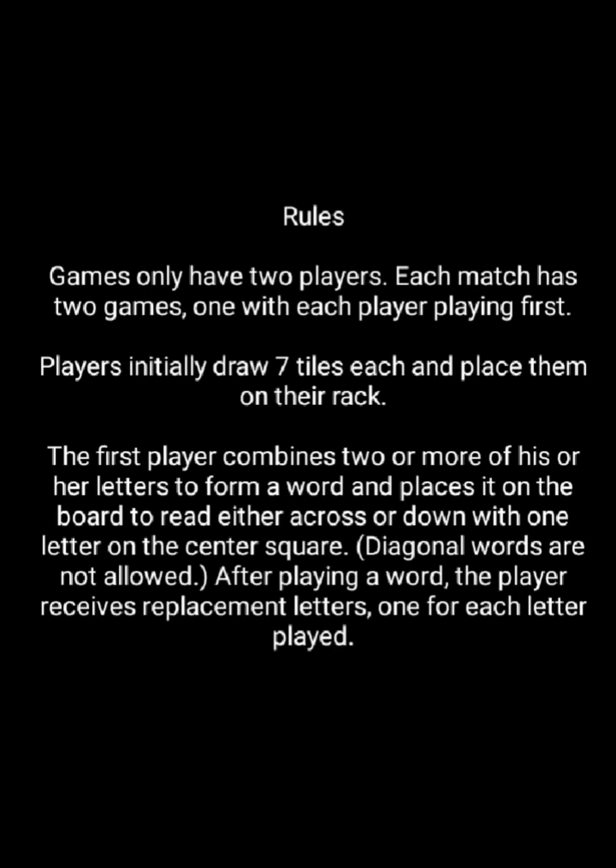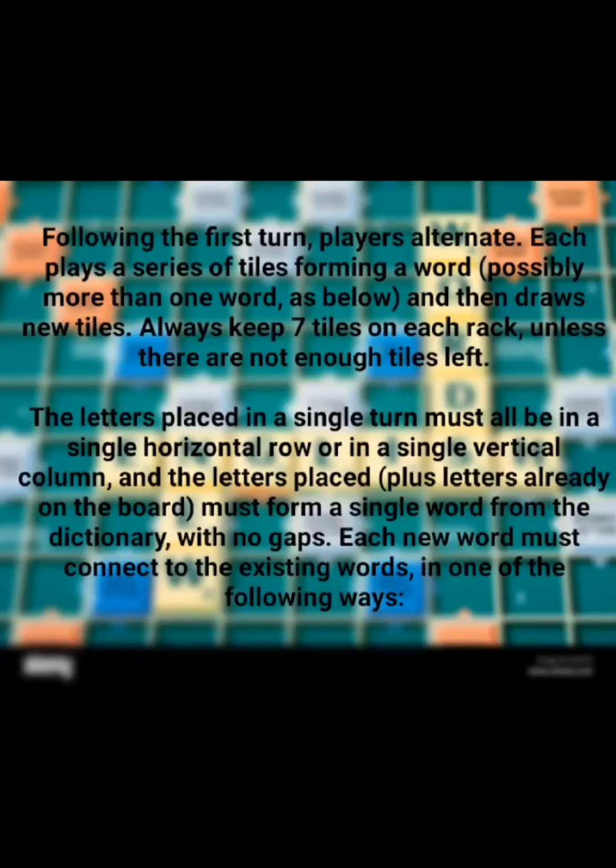After playing a word, the player replaces the letters, one for each letter played. Following the first turn, each player adds tiles forming a word. It is possible to form more than one word. And then draw new tiles. Always keep seven tiles on the rack unless there are not enough tiles left. The letters placed in a single turn must all be in a single horizontal row or a single vertical column. The letters placed, plus letters already on the board, must form a word.